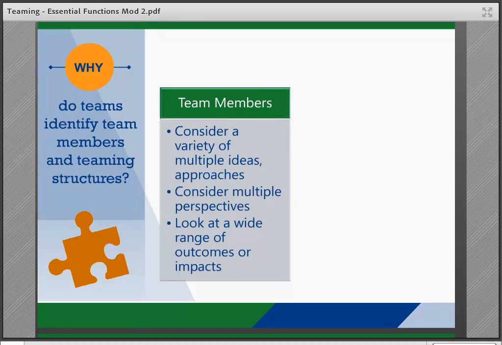Agencies should think critically about identifying team members to ensure there is representation from individuals across all levels and positions within the organization. Having team members with varied knowledge and skills encourages the team to consider multiple ideas and approaches, to look at the ideas from various perspectives, and anticipate a range of outcomes or impacts.